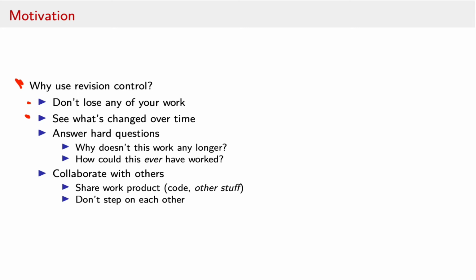Revision control, because it allows us to keep track of things over time, lets us answer hard questions that are difficult to come to conclusions on if we don't have this history of a project. One of these is, why doesn't this work any longer? If I'm working on a piece of software that I'm pretty sure worked yesterday and now it doesn't work, one way to try to diagnose the reason is to go and look at what's changed since yesterday's version. An even harder question to answer sometimes is, how could this ever have worked? You're looking at a piece of code and it's not working and you think, wow, this is just fundamentally broken. But you realize that, hey, in the past it has worked, and how is it possible that that was true before?